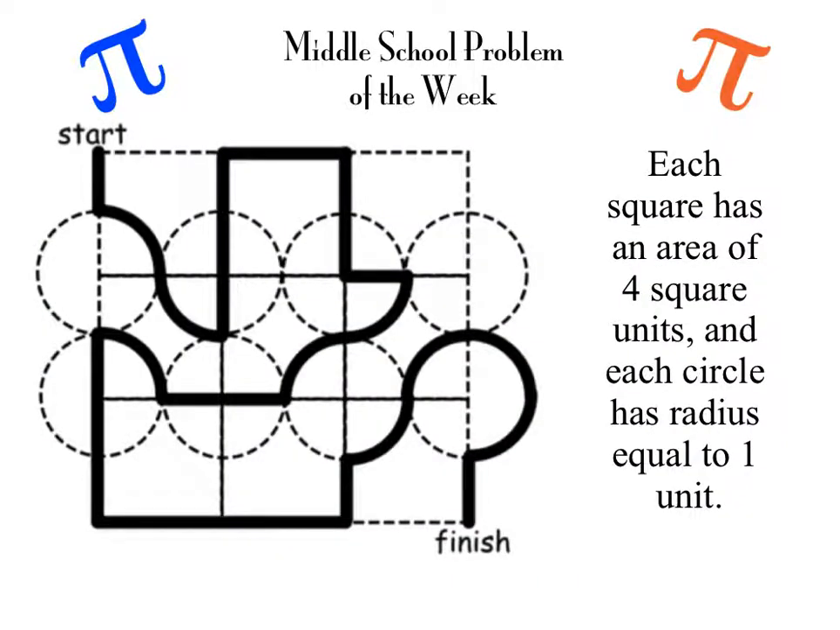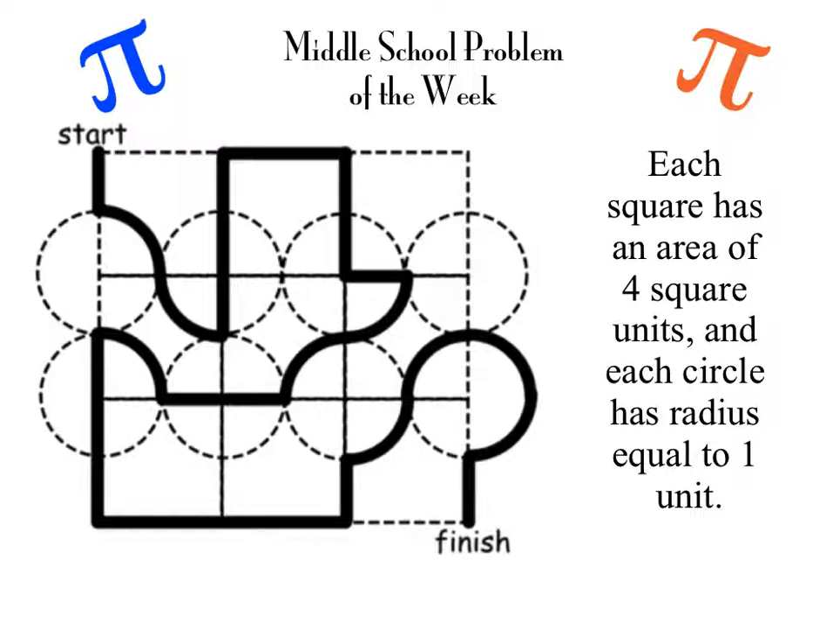Well, here's this week's problem. We're trying to find the distance of the solid dark path from start to finish. And we're given that each square has an area of 4 units and each circle has a radius equal to 1 unit. If a square has an area of 4 square units, each side has length 2 units because 2 times 2 is 4.